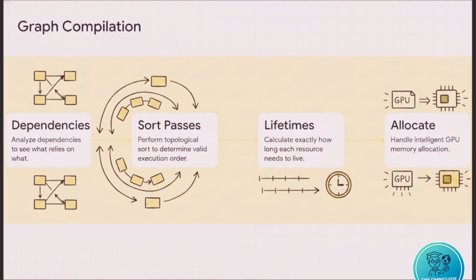So, this elegant concept compiles in 4 distinct steps. First up, it analyzes dependencies to see exactly what relies on what. Second, it performs a topological sort, often using what's known as Kahn's algorithm, which is just a classic, highly efficient method for sorting tasks that depend on one another, ensuring nothing happens out of order. Third, it calculates exactly how long each resource needs to live. And finally, it handles intelligent GPU memory allocation, carving out space only when transient resources actually need it, and immediately freeing it up when they don't.